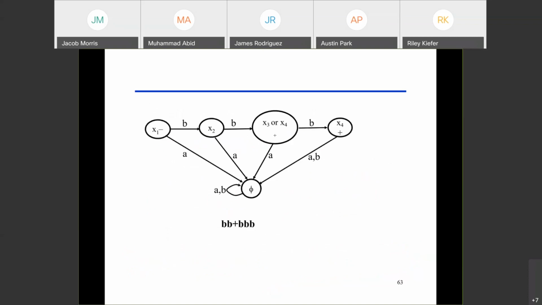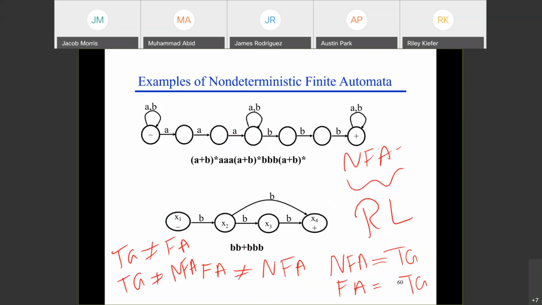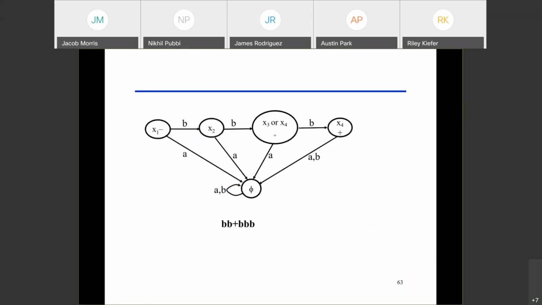So we have this machine here, and this machine has this thing. It's a start state, and then it is B, it is X2, is B, is X3 or X4. Both are final states, then B and X4, and the final state. So this is your NFA. How do we make it complete for FA?